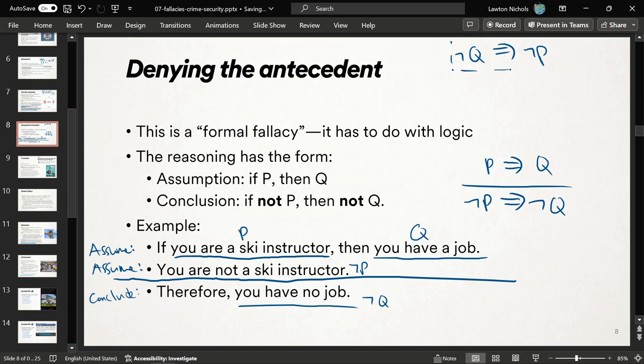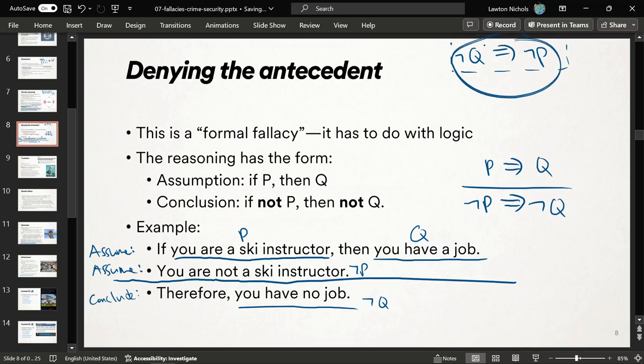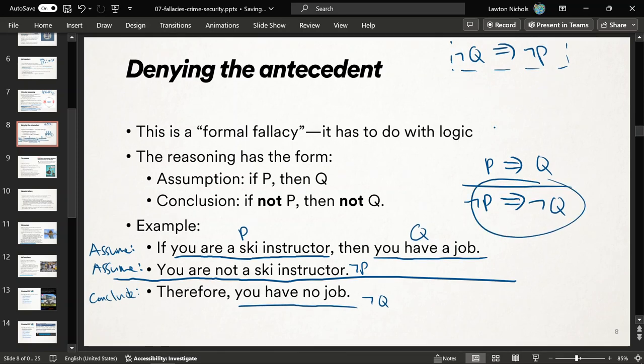This one does work. You can go from P implies Q to not Q implies not P, but you can't do it this way. You can't keep them on the same side. You got to flip them. So that's denying the antecedent. A weirder one. Are you good with that one?